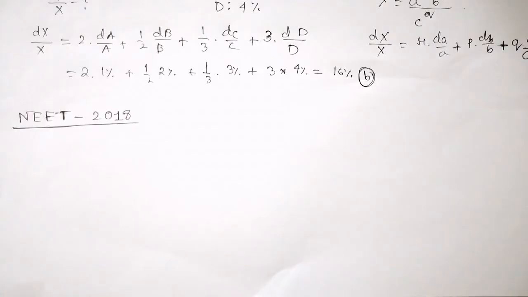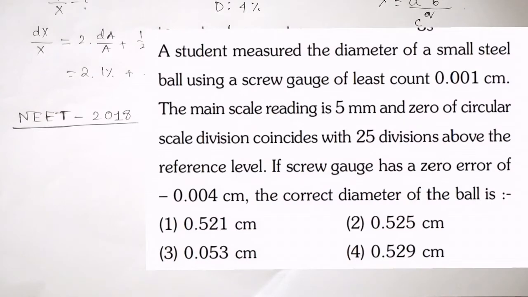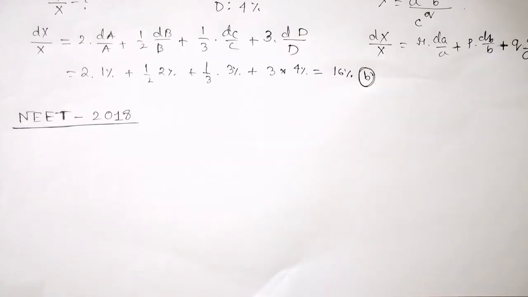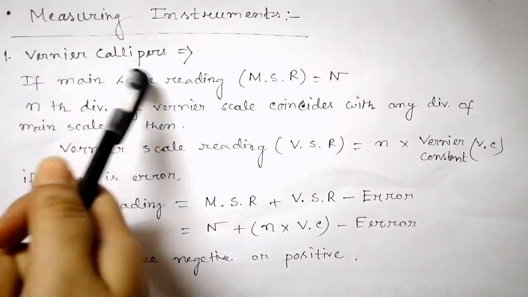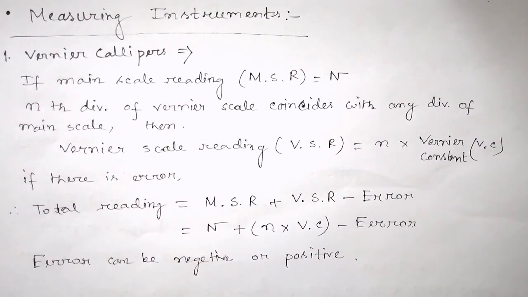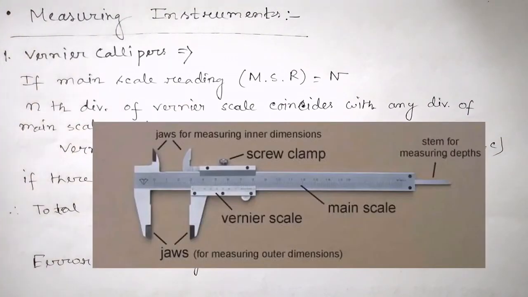Now the NEET 2018. So you can see this is a question on the screw gauge. So to do this problem, first you need to learn some important formulas of the screw gauge instrument. In your class 11 practicals, you have used two basic measuring instruments. One is the vernier calipers and the other is the screw gauge. So first learn the vernier calipers. You can see from the image, vernier calipers have two scales. One is the main scale and the other is the vernier scale.